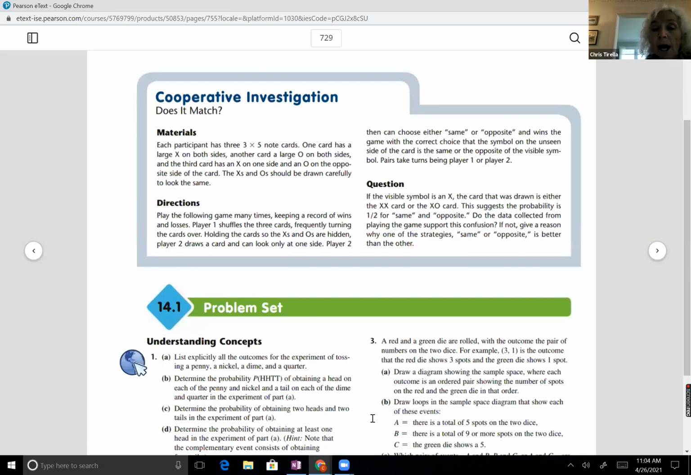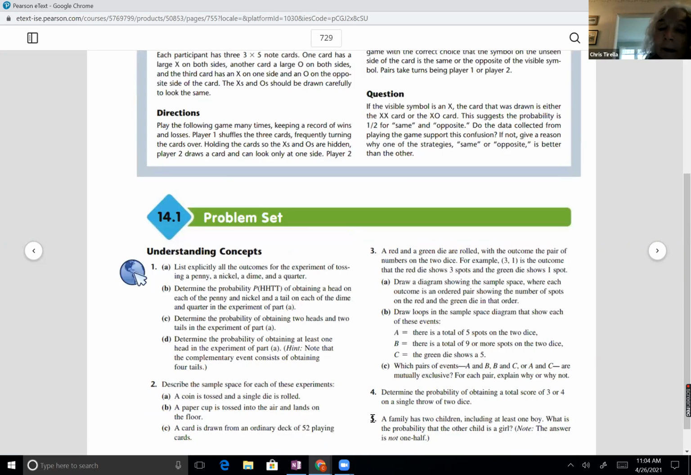It says a red and green die are rolled with the outcome the pair of numbers shown on the 2 dice. For example, 3-1 is the outcome where the red would be 3 and the green would be 1. Draw a diagram showing the sample space where each outcome is an ordered pair, showing the numbers of spots. Draw loops in the sample space diagram that show each of these events, and then ask which are mutually exclusive. Again, that idea of mutually exclusive, meaning that they have no overlap, they have nothing in common.